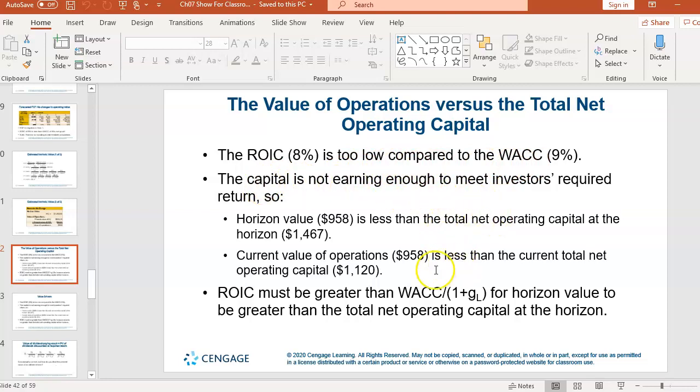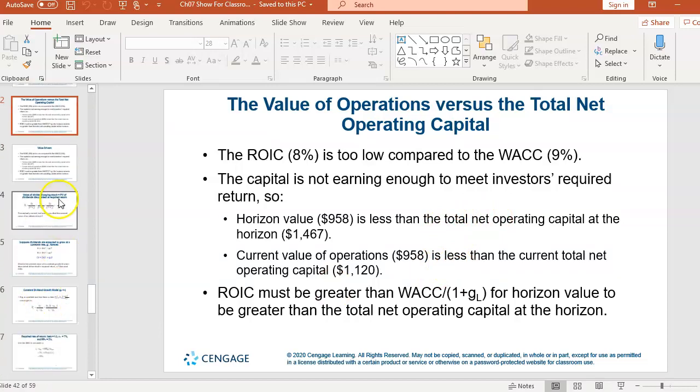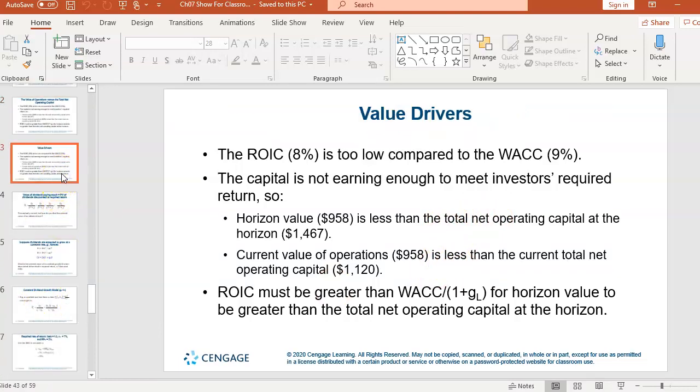Okay, so that's kind of what that means for us. In this example, this is not going to be good for the future. The ROIC is too low compared to the WACC. Capital is not earning enough. Horizon value is less than total net operating capital. The current value of operations is less than the current total net operating capital.